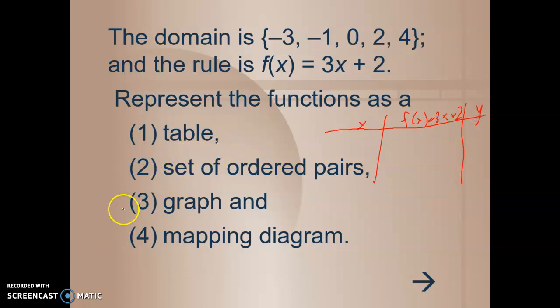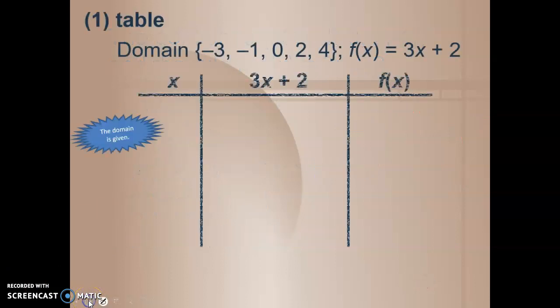We want to represent this information in 4 different ways: as a table, as a set of ordered pairs, as a graph, and as a mapping diagram. Right, as a table, this is what you've seen. The domain is given, so we will write each of those values here. We'll plug it into the function rule, and when we plug and chug, we get that our y value, or our f of x, equals -7. Remember from a previous lesson that y is the same thing as f of x. Y is a function of x.